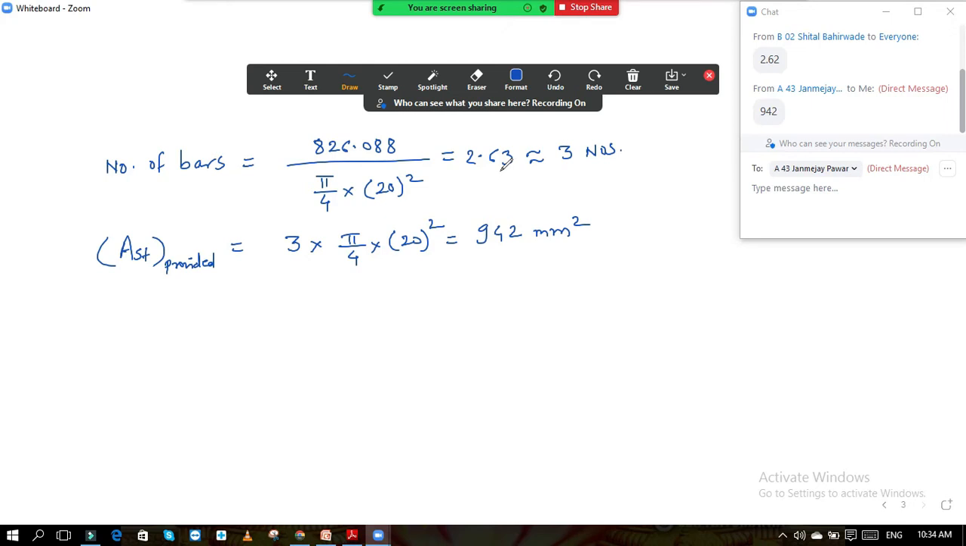So when it comes unsafe, then we have changed our depth. We have provided higher depth.